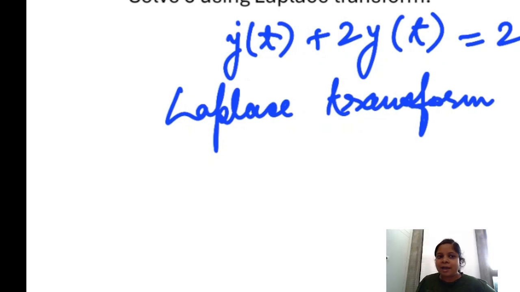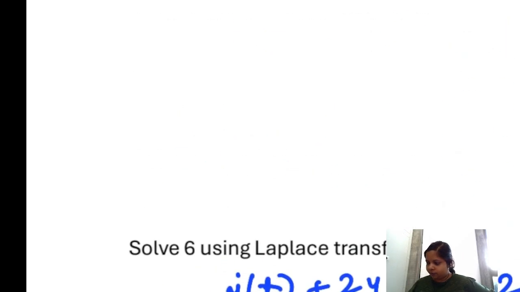So what was the Laplace transform of y dot t? If you remember, we used it in the last question. So there is a rule to remember all of these things. Whenever there is differentiation, you get an s before Y(s).